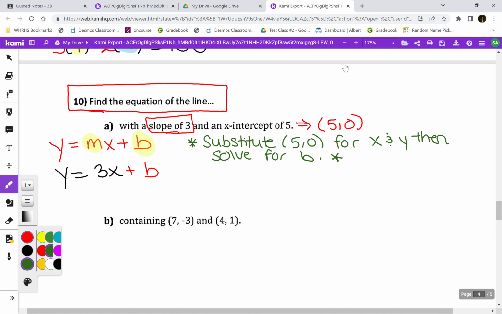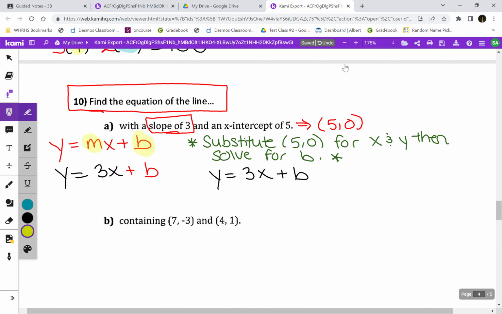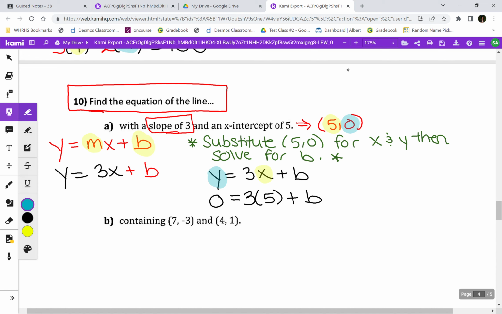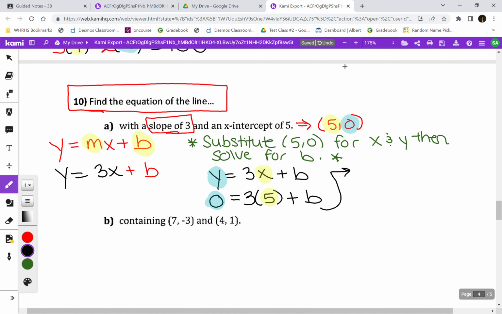So now we're going to have y equals 3x plus b. I'm going to put a 5 in for x. I'm going to put a 0 in for y. So I'm going to have 0 equals 3 times 5 plus b. Now let's go ahead and simplify. So I'm going to have 0 equals 15 plus b.